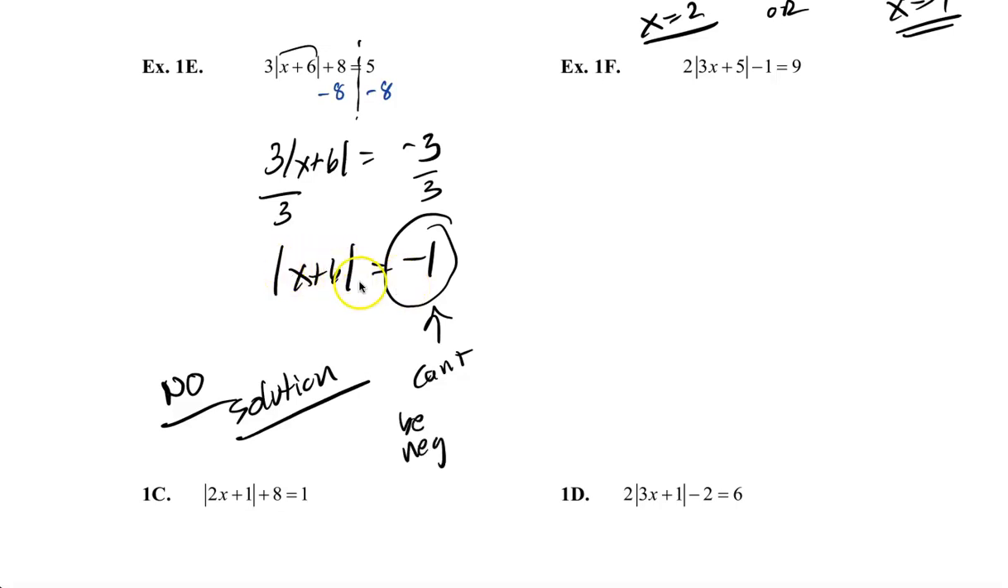So again, the absolute value cannot be negative, so this is no solution. But I did have to isolate the absolute value first, right? You have to isolate the absolute value first before you can jump to that conclusion. So no solution on this one.